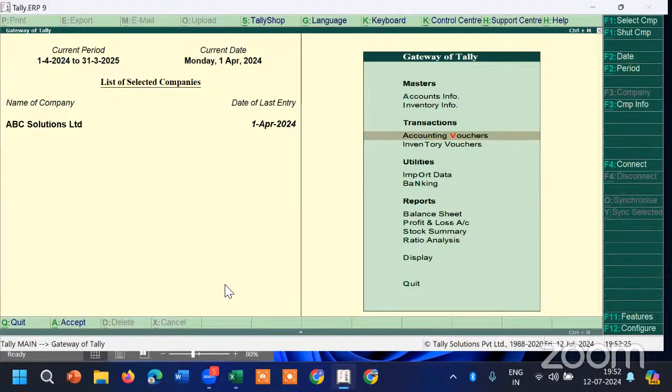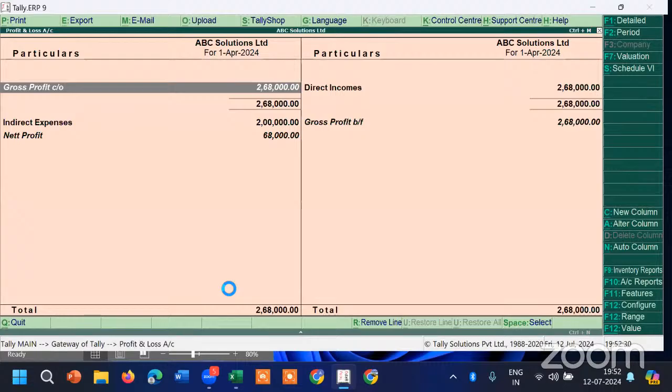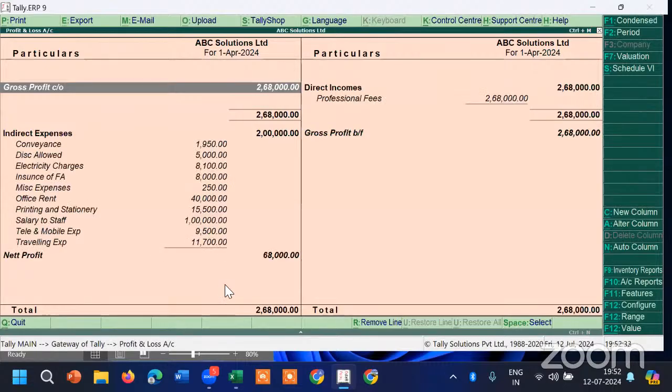Here you write: go to gateway of Tally, go to reports, then go to P&L account. By pressing Alt F1, you will get the details. This everything you have to write. Okay. So the company has made a net profit of 68,000. If required, you can show the reports. You know the format, not that difficult. At the top, write the company's name, debit side, credit side shows sales, under sales, direct income, debit side, all the indirect expenses, just like P&L. From the trial balance and adjustments, you can write as much as possible.